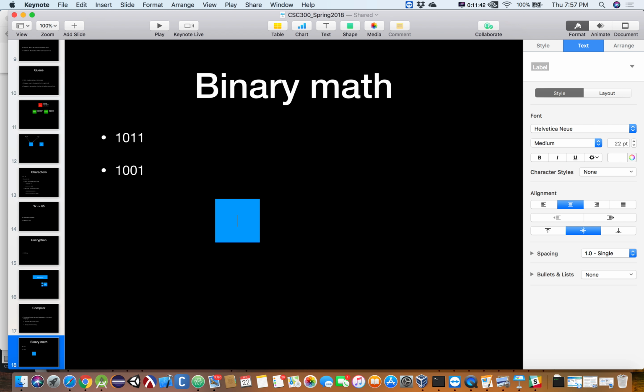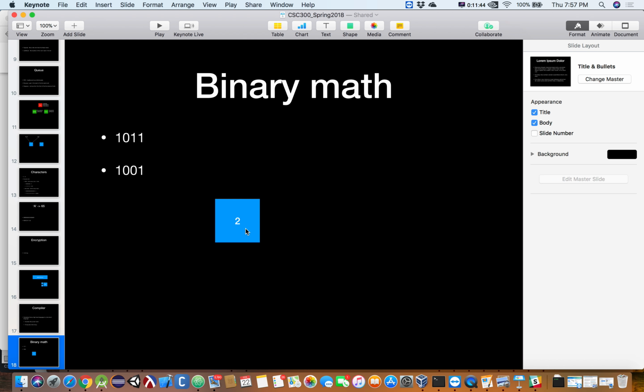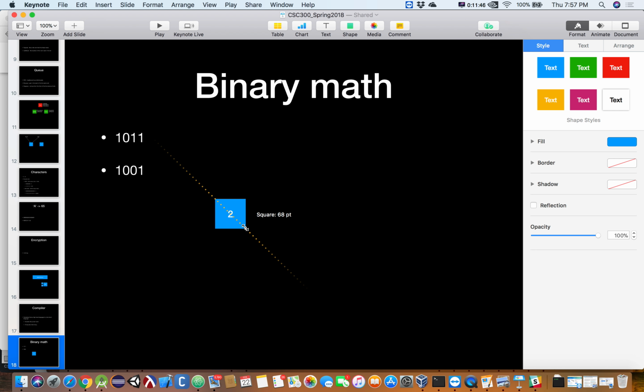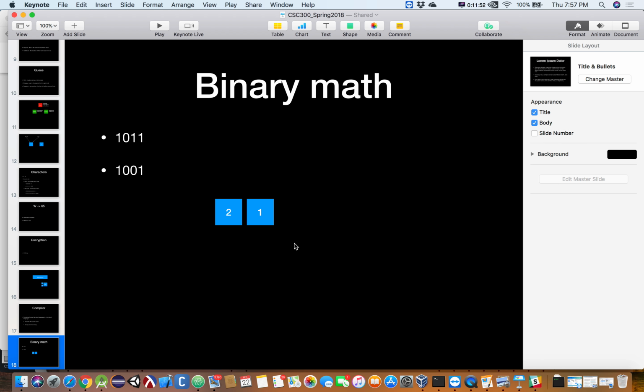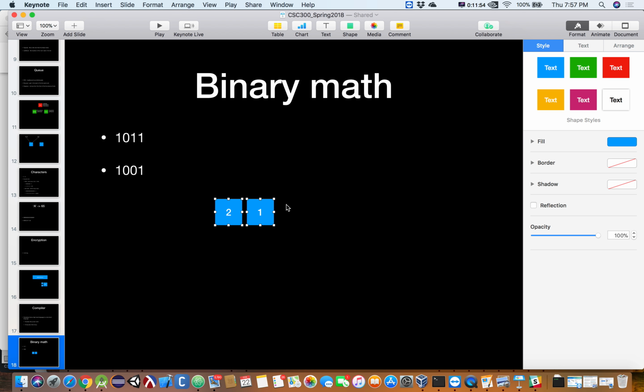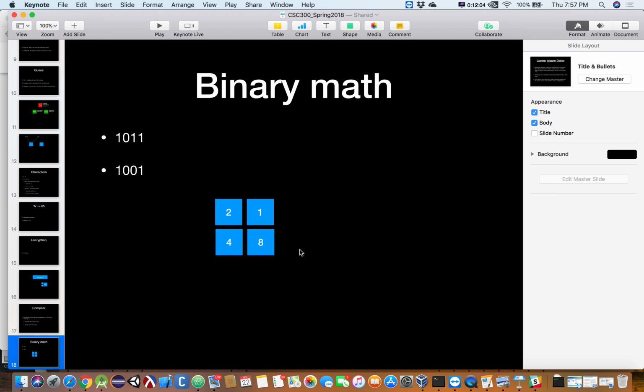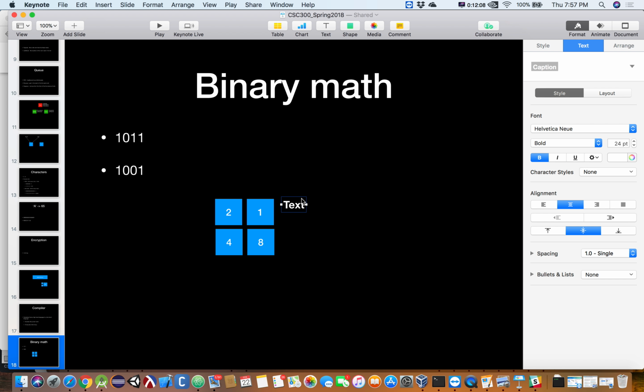Let's say I have the number 21, and I want to add to that the number 48. So let's deal with decimal numbers first. All right, so I'm going to add these guys together. So we're doing addition.